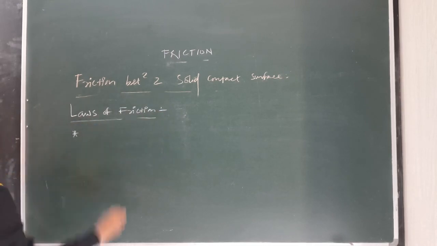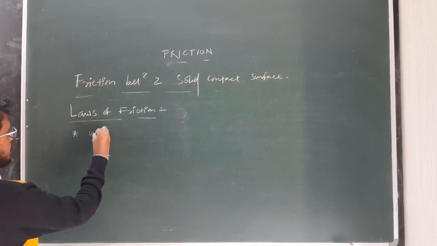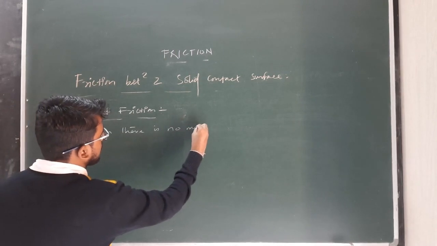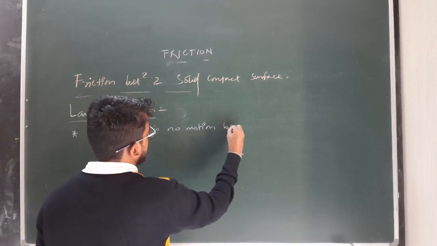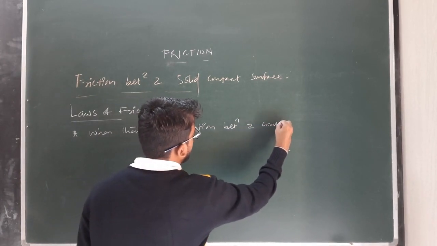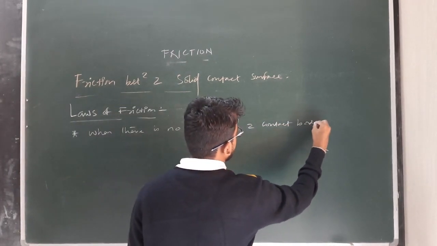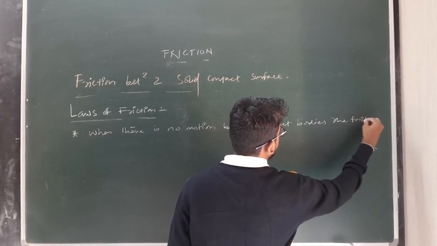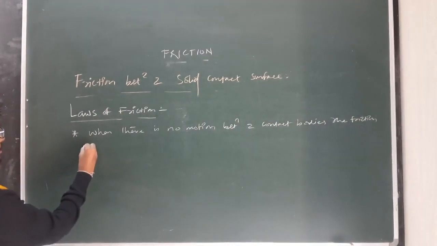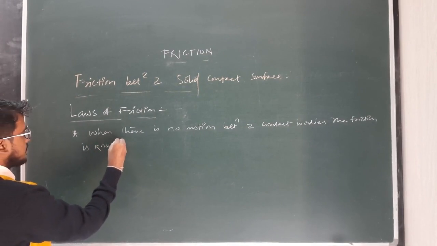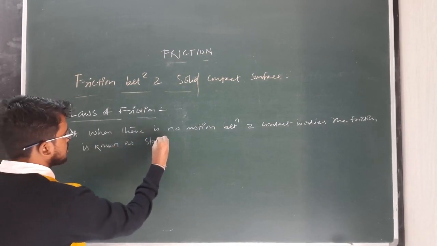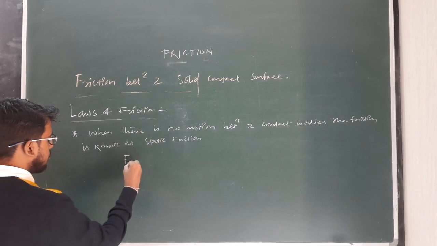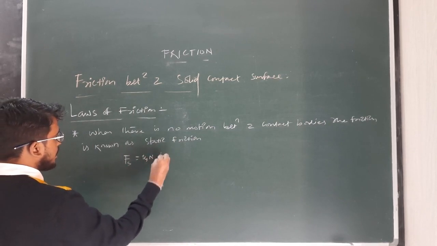So first point is that when there is no motion between two contact bodies, the friction is known as static friction, which can be given as the force of friction static is equal to mu s into N.